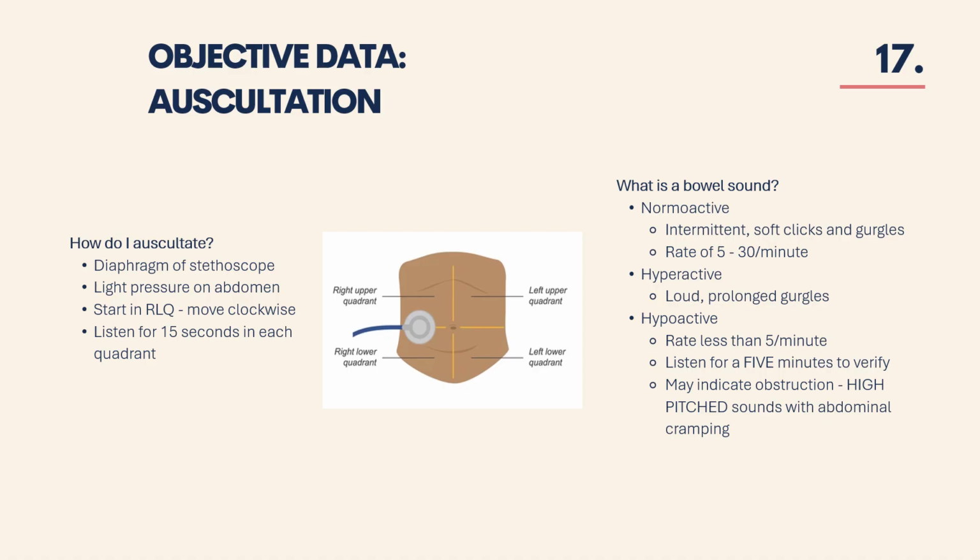So let's back up. How do I auscultate? We talked about using the diaphragm, and you want to place your diaphragm on the stomach very lightly. If you press too hard, one, that's going to cause increased motility in the GI tract, and two, you're not going to be able to hear as well.